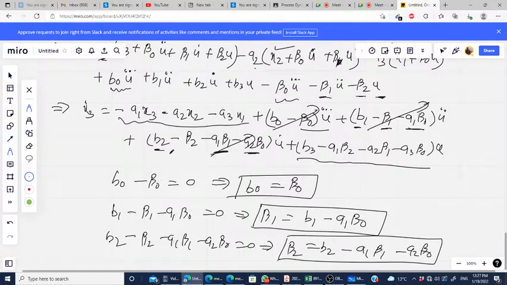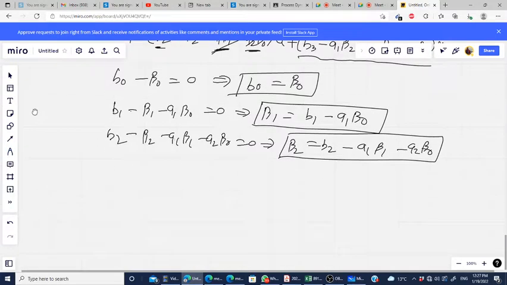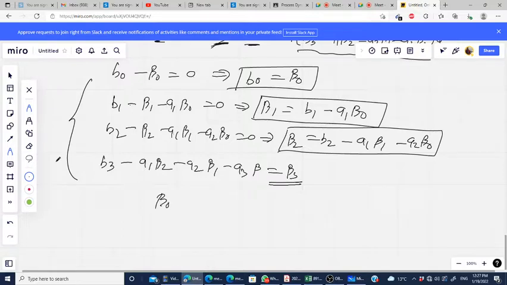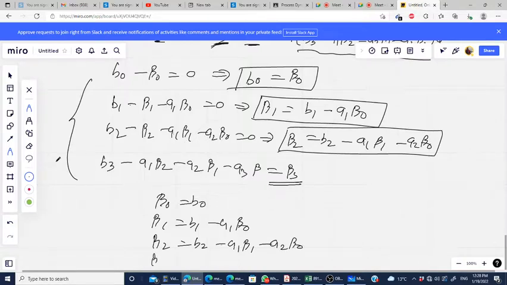So you just see, it has a pattern. पैटर्न क्या है? What is the pattern? That pattern is here. You can write here b3. So b3 minus a1 beta 2, minus a2 beta 1, minus a3 beta naught is equal to beta 3, right. So similarly, ये beta 3 की equation आ जाएगी. So what you got? You got beta naught is equal to b naught, beta 1 is equal to b1 minus a1 beta naught, beta 2 is equal to b2 minus a1 beta 1 minus a2 beta naught, beta 3 is equal to b3 minus a1 beta 2 minus a2 beta 1 minus a3 beta naught, and similar way, okay?